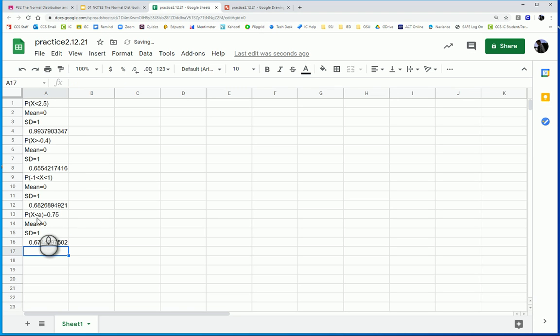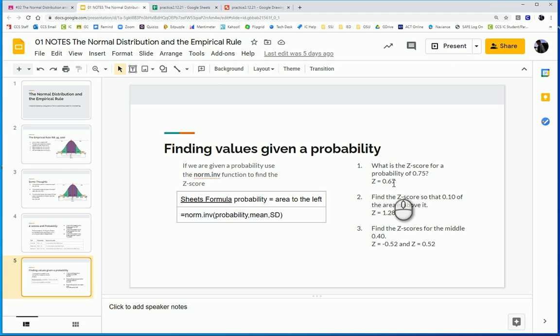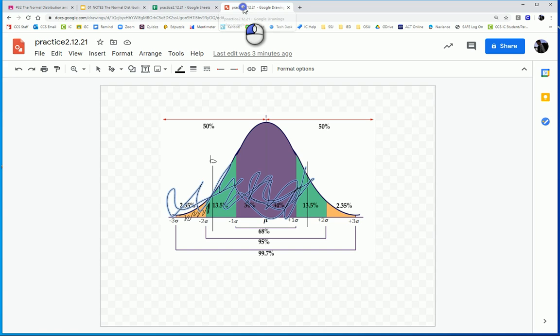Okay, so it's 67.44%. Or, sorry, the z-score is 0.6744. So 0.67. All right, next one. Find the z-score so that 10% of the area is above it. So that's talking about 10% being right-tailed.